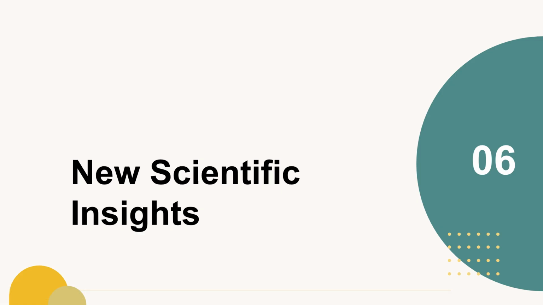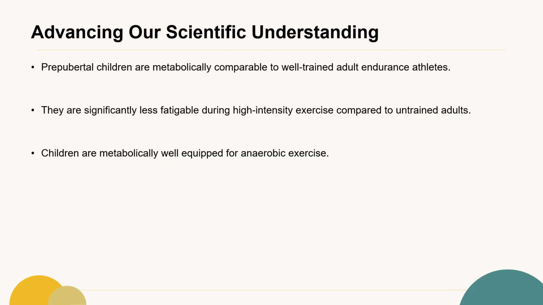And the next part is new scientific insights. This study provides major scientific insights. Prepubertal children are observed to be metabolically comparable to well-trained endurance athletes. This challenges the traditional view in sports science of children simply being miniature adults.